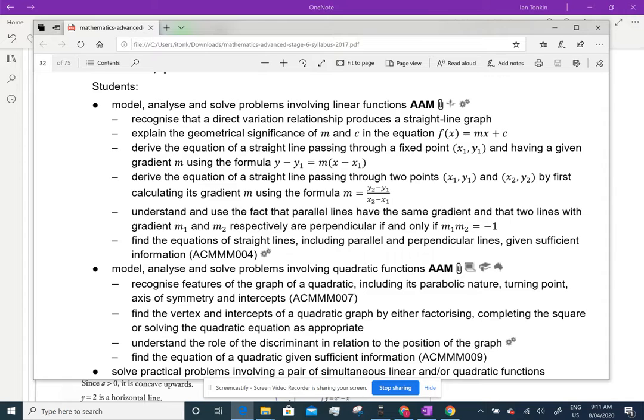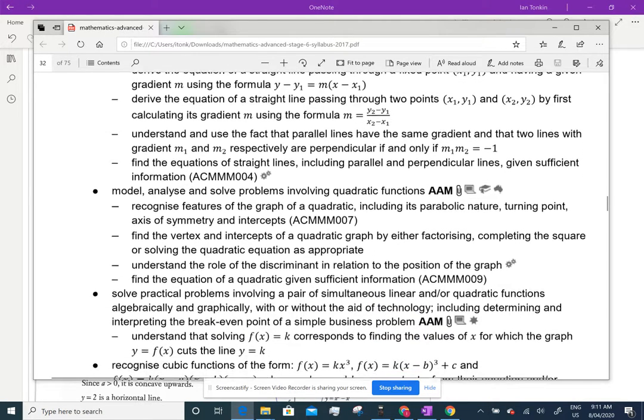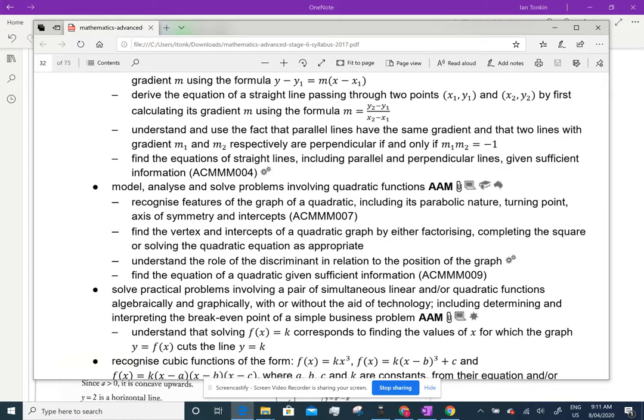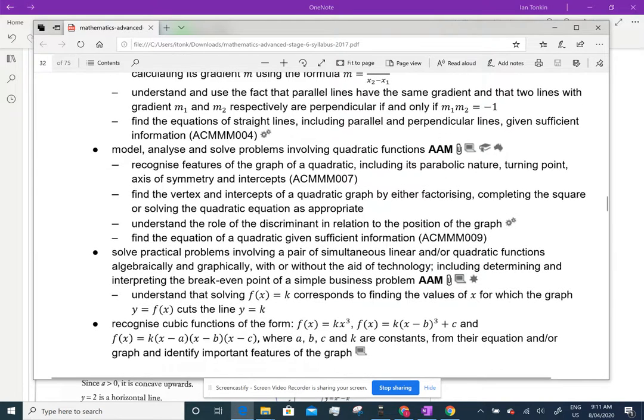The direct variation, and that's important. So the direct variation in relationships that produce a straight line graph. y equals mx, or f of x equals mx plus c. Our gradient point form, y minus y1 equals m outside of x minus x1. Finding straight lines, finding parallel lines have the same gradient, and perpendicular lines, the gradients multiplied by each other to give -1.